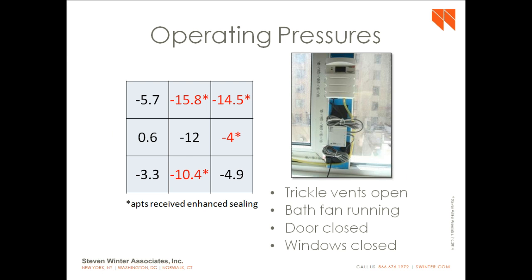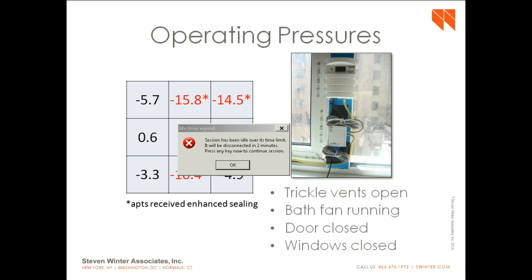So what does that air tightness get us? Well, in terms of operating pressures, the sealed apartments are generally a lot more able to draw air, to depressurize the apartment and keep them depressurized. The apartments in red, these are the operating pressures we just sampled on a random day.